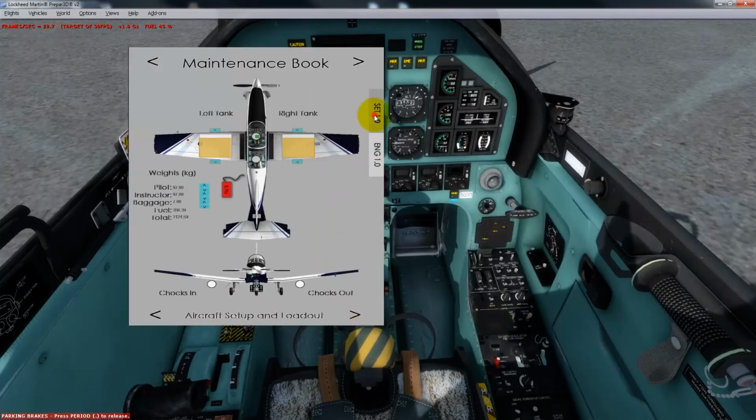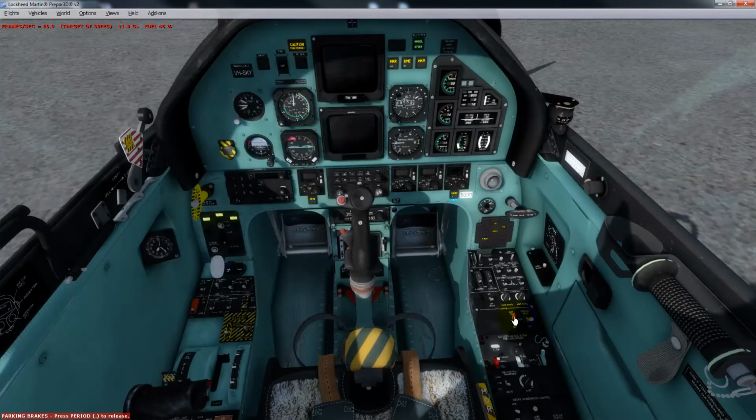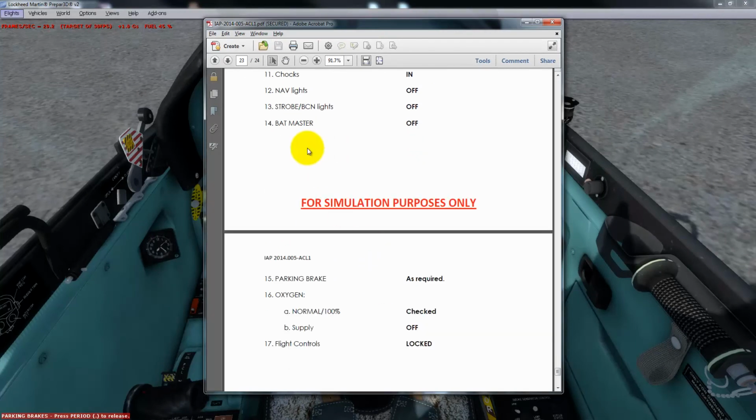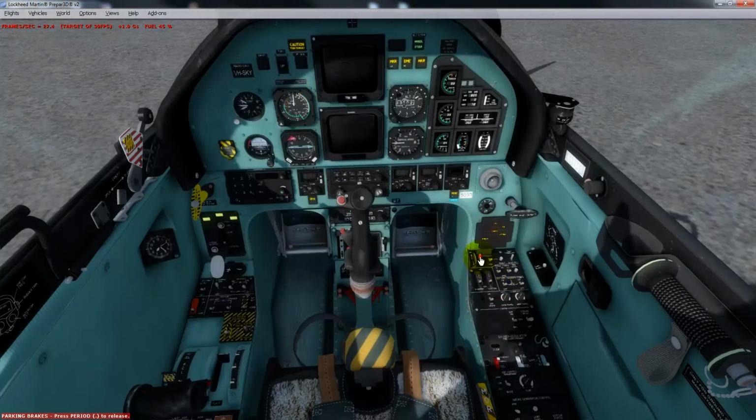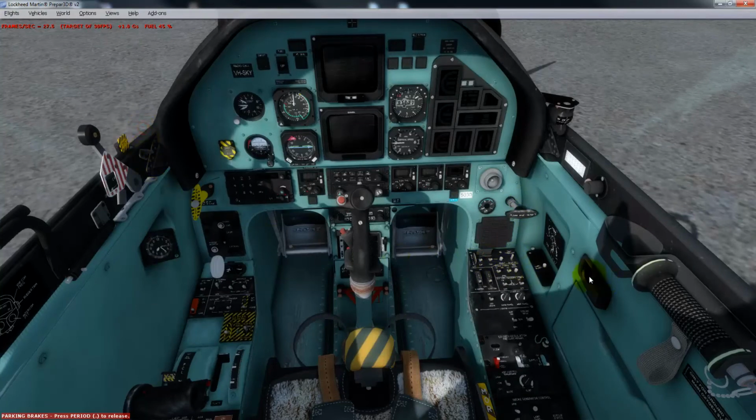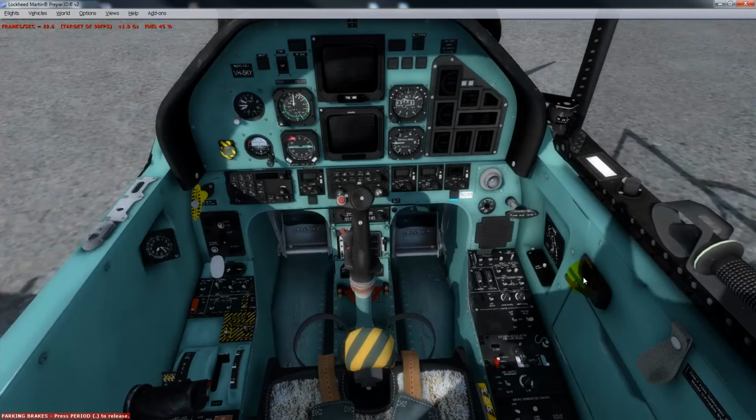So chocks in, nav light, beacons off, our oxygen to the off position, and of course our battery master off. Unlock the canopy, open, and we're done.